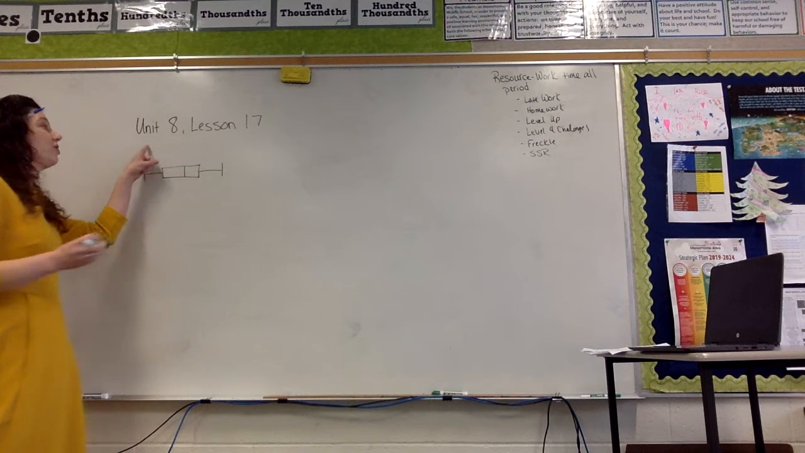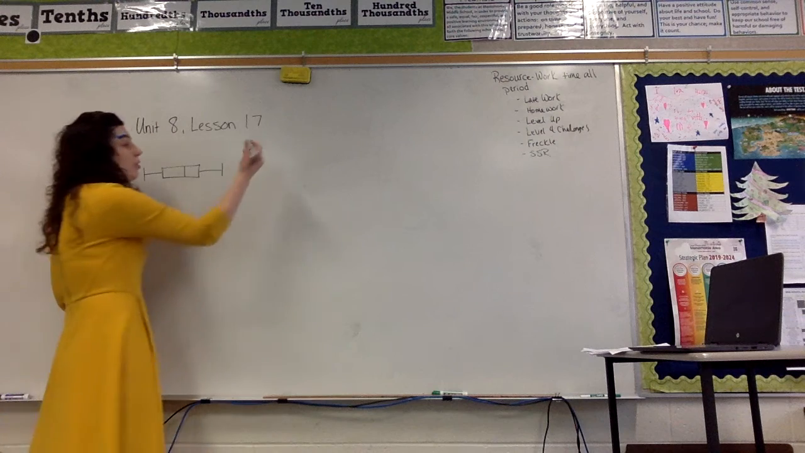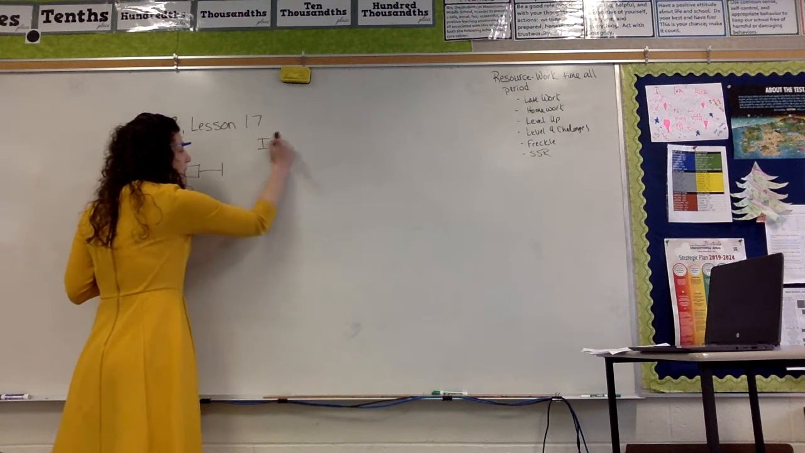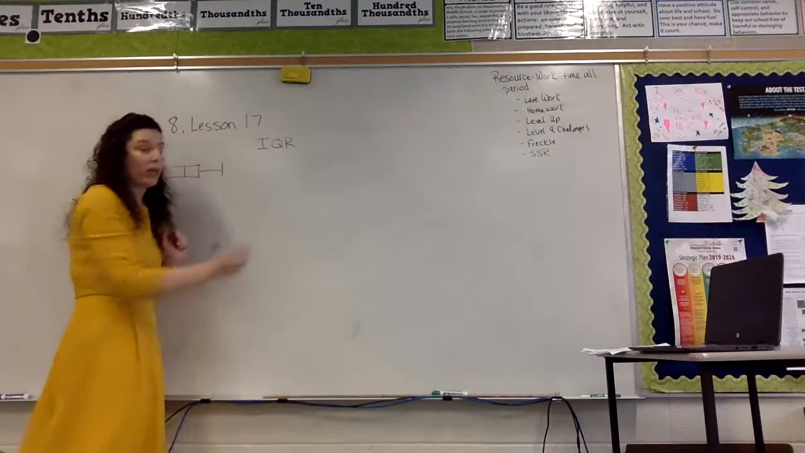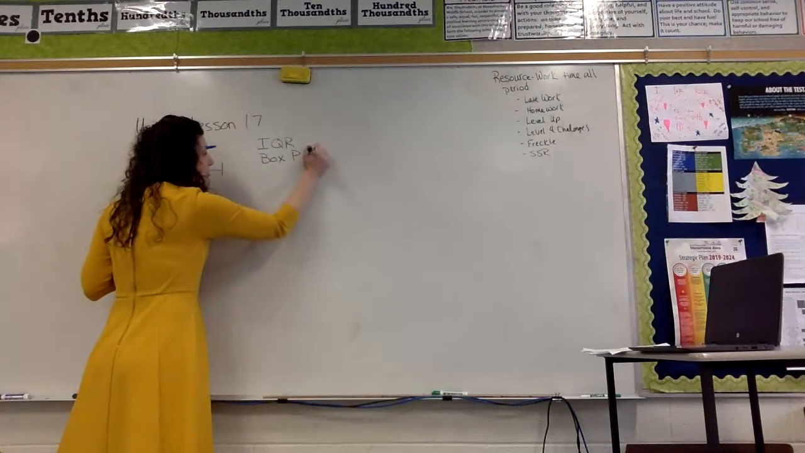This is Math Unmasked for Unit 8, Lesson 17. Today's lesson is reviewing our last two lessons where we talked about IQR, interquartile range, and box plots, which is a visual summary that we introduced yesterday.